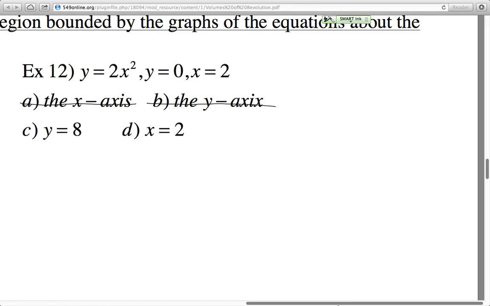All right, so example 12, this is what we got. All right, let's go ahead and sketch it.